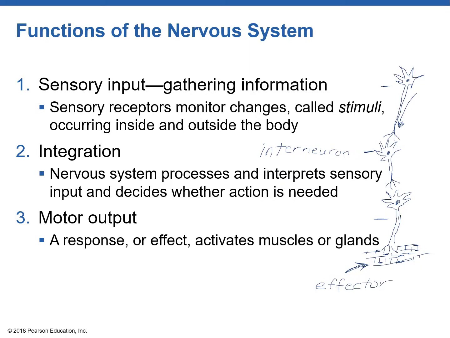So motor output is the response or effect. It activates muscles or glands. And these can be skeletal muscles, they could be cardiac muscle, smooth muscle, glands. What type of tissue it is going to reflect whether that is an autonomic or automatic response to a stimulus or a conscious response, and that would be skeletal muscle. So those are the main functions of the nervous system.